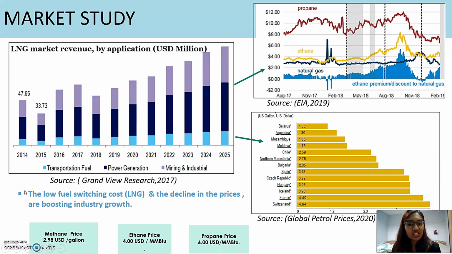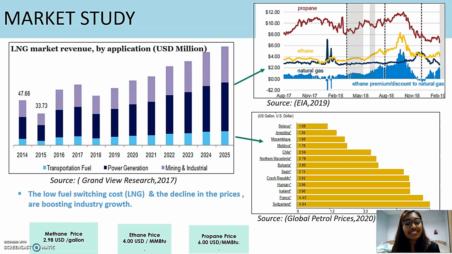Substantial increase of LNG usage in the power generation, mining and industrial sector is shown in the bar chart above, as over the past few years it continues to play a crucial role as a feedstock. A minimal increment is noticed in the transportation sector, as LNG fuel is slowly being adapted due to its low carbon dioxide properties. And the average price of methane around the world is at $2.98 per gallon, and as of 2019, ethane is priced at $4 per MMBTU and propane $6 per MMBTU.